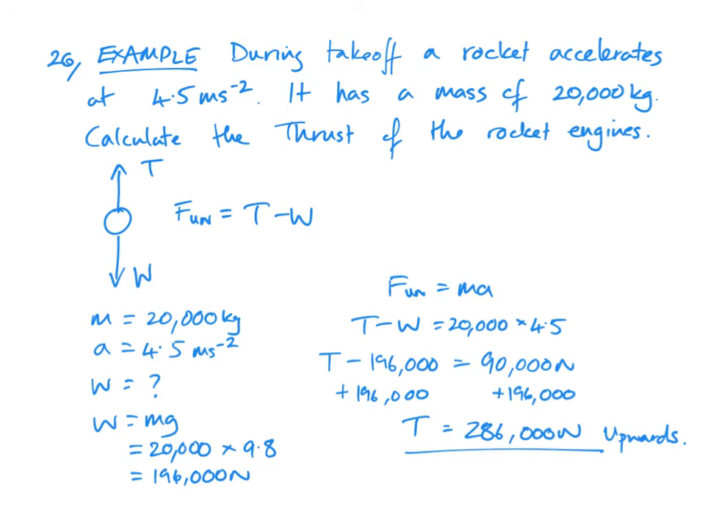And basically what we're saying here is that the unbalanced force is 90,000 newtons, but to provide that, the rocket has to provide the weight. It has to balance out the weight first of all, and then provide another 90,000 newtons on top of that. So it has to provide the 196,000 to counter the weight, or else it's not going anywhere. And then add another 90,000, and that's where we get the 286,000 newtons upwards.